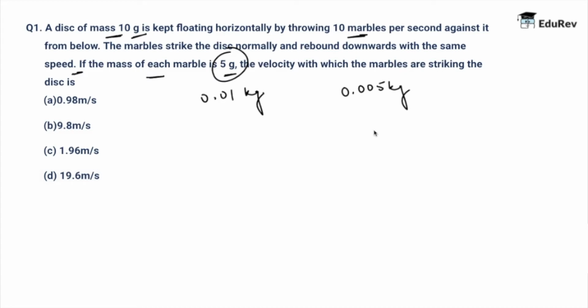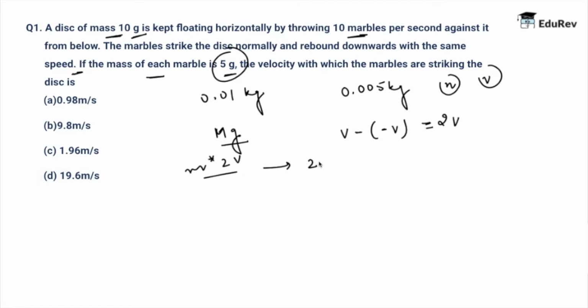Suppose the number of marbles striking the disc per second is n and the velocity with which it's striking is v, then weight of disc acting downwards is going to be what? Capital Mg, correct? The change in velocity of marbles when they rebound is going to be v minus minus v, that is nothing but 2v. Therefore, the change in momentum of each marble when it strikes the disc is going to be what? m into 2v, that is 2mv. And total momentum imparted per second to the disc equals to what? 2mnv. And this is also equal to the force that is exerted by the marbles in the upward direction.